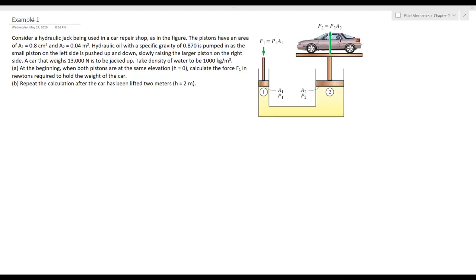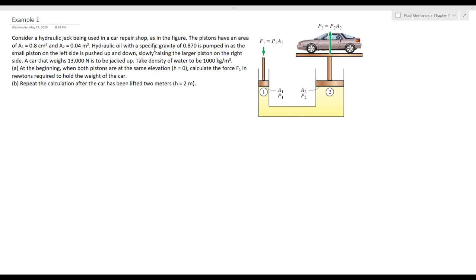Hello, now we'll solve example 1. Consider a hydraulic jack being used in a car repair shop as shown in the figure. The pistons have an area of A1 equal to 0.8 centimeter square and A2 equal to 0.04 meter square. So A1 is smaller than A2.